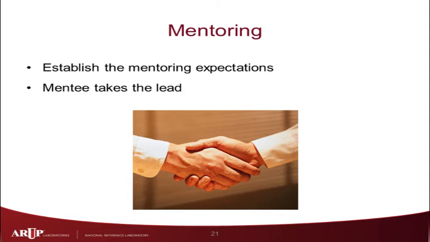In addition to establishing very specific expectations, the mentee needs to take the lead. And what I mean by that is they need to set up the meetings. They need to, once that official arrangement has been made, the mentee needs to identify specific questions or topics for each discussion.